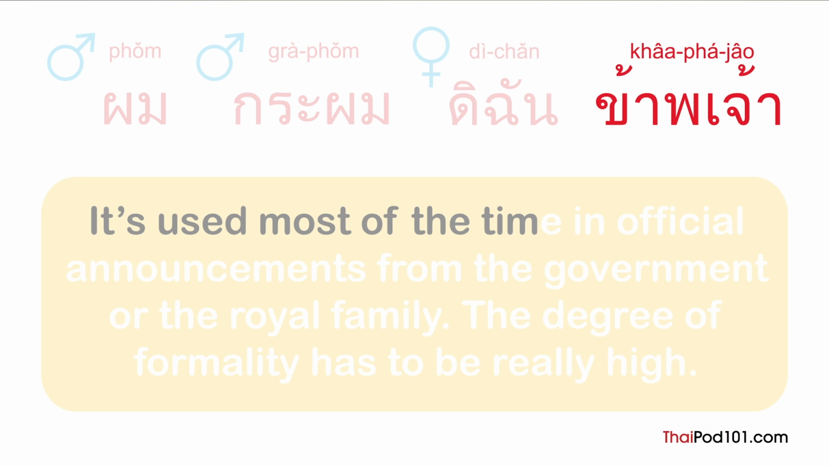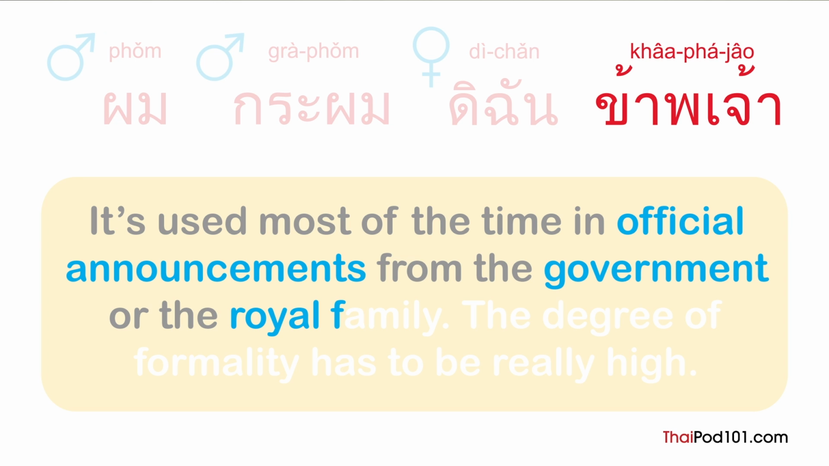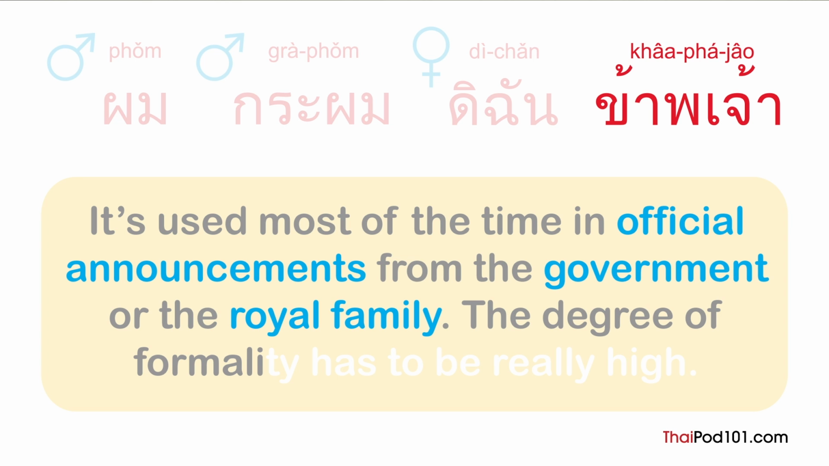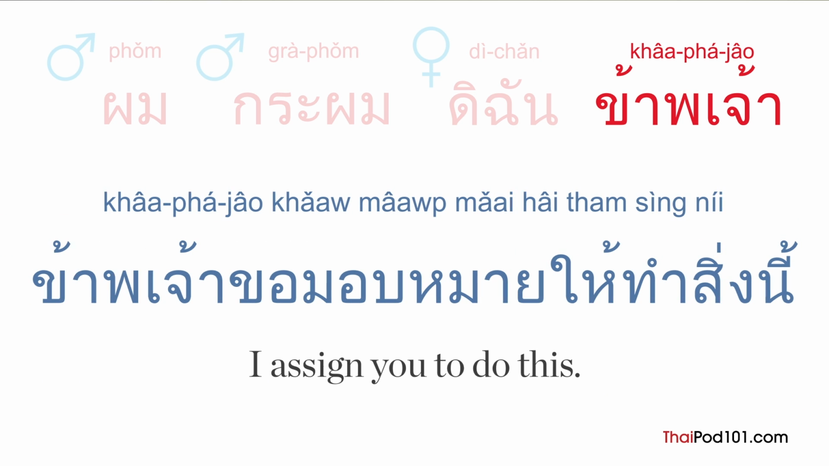used most of the time in official announcements from the government or the royal family. The degree of formality has to be really high. For example, ข้าพเจ้าขอมอบหมายให้ทำสิ่งนี้, I assign you to do this. The Prime Minister would likely say this sentence to his staff or to the public.